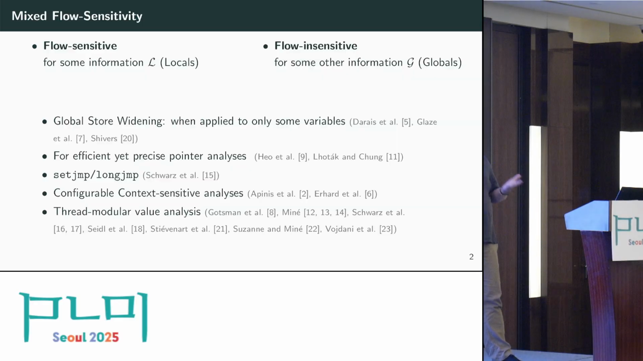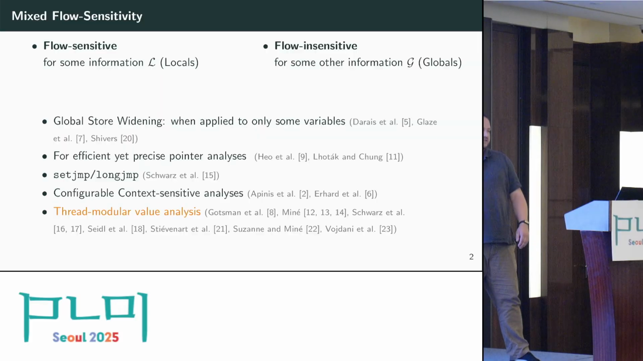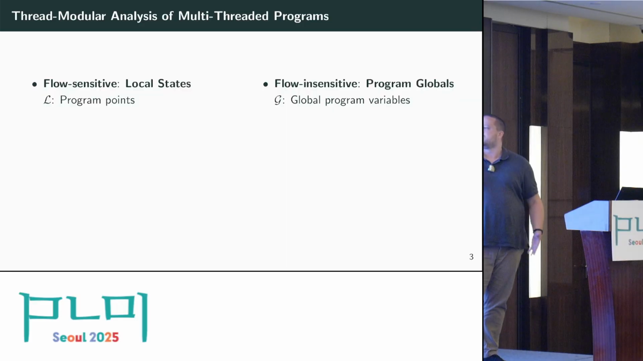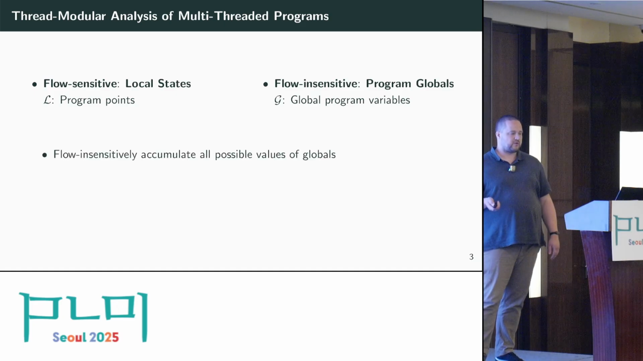And perhaps the most common instance of this mixed flow sensitivity is when you do a thread modular analysis of the values of multi-threaded programs. And this is also where we'll be drawing the example from here. So when you do this, then typically you would say that your flow sensitive information is per program point. So your set L would be the program points, and your flow insensitive information you would organize by program global variable, and so your set G would be the global variables of the program.